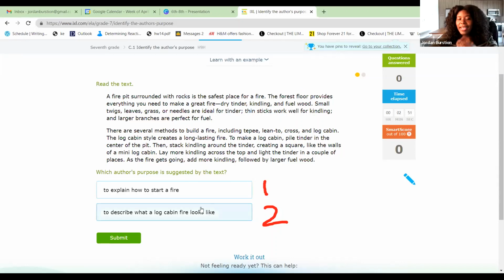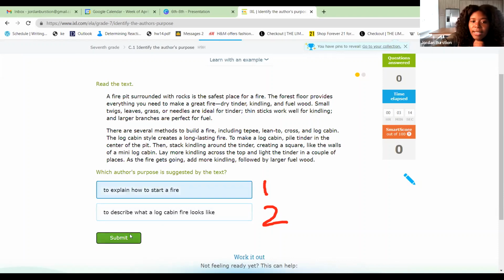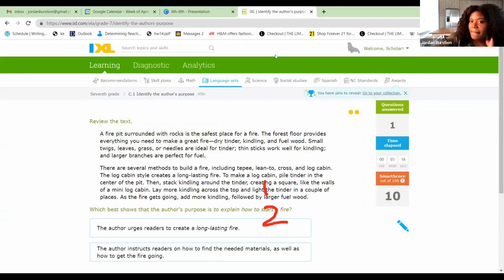Now this one, I'm actually kind of torn, because they tell us how to start a log cabin fire, but they don't tell us really what the fire looks like. And I see Joshua picked one, and Aiden picked one as well. Okay, so I think I'm going to go with one, and I'm going to click submit. Perfect, perfect. That one was kind of tricky because they used log cabin in the second answer, and it's easy to end up picking the second answer if we're reading too quickly.